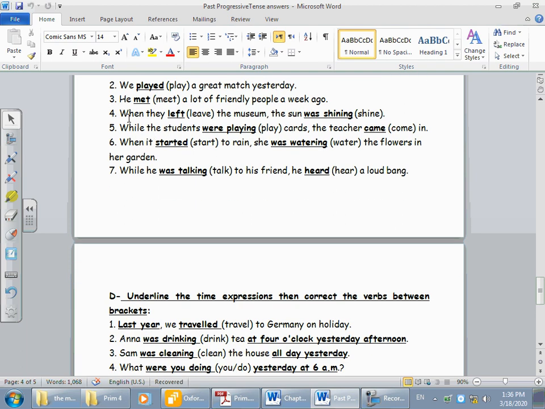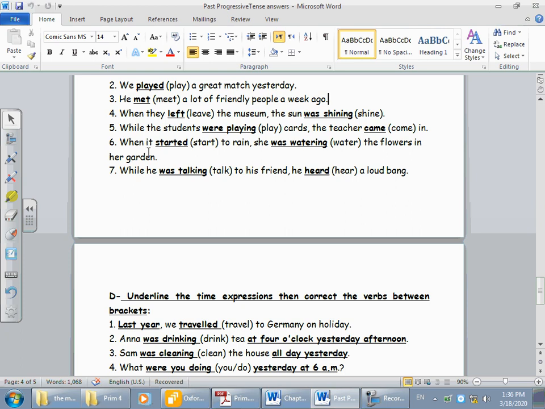Number 4, when they leave the museum, the sun shine. After when comes past simple. When they left the museum, the sun, past progressive, was shining. Number 5, while the students play cards, the teacher come in. After while comes past progressive, were playing, and the second verb in the past simple, came.